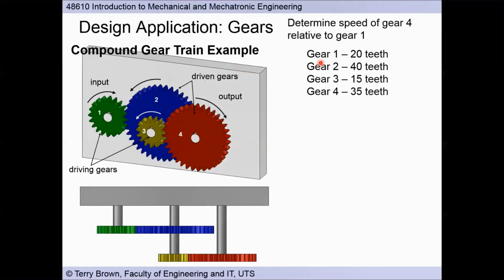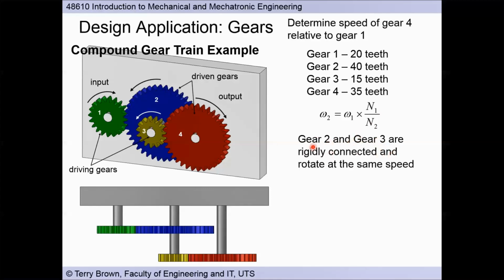So here we've got the same compound gear train, same numbers of teeth as we saw previously for the simple gear train. So let's start doing the calculation again. Firstly, we've got input is the driving gear, and this time gear 3 is just a driving gear. Okay, gear 2 is driven by gear 1, and gear 4 is driven by gear 3. Okay, so same again, gear speed 2 equals gear speed 1 times N1 over N2, which we know. Now we note that gear 2 and gear 3 are rigidly connected together and rotate at the same speed, so we can write omega 3 equals omega 2.